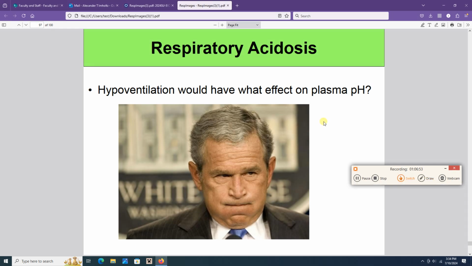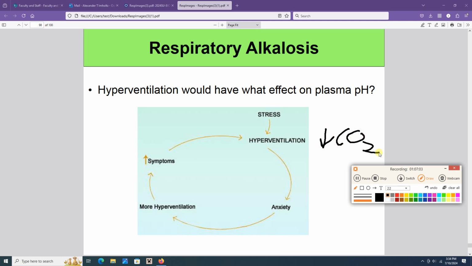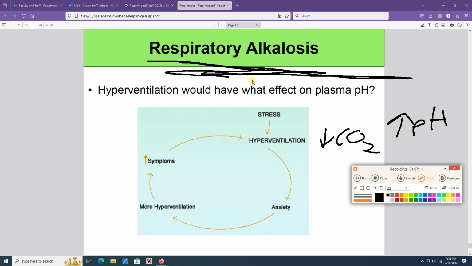Similarly, if you hyperventilate, you're getting rid of CO2. So less CO2, and that means pH is going to go up. You got less acid, so pH goes up. And that is known as respiratory alkalosis.